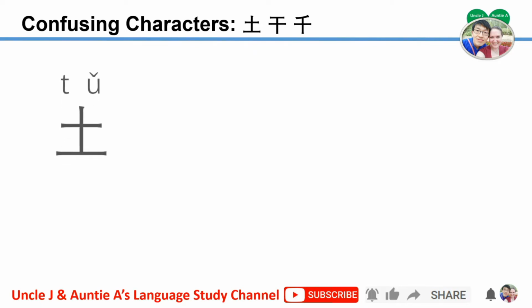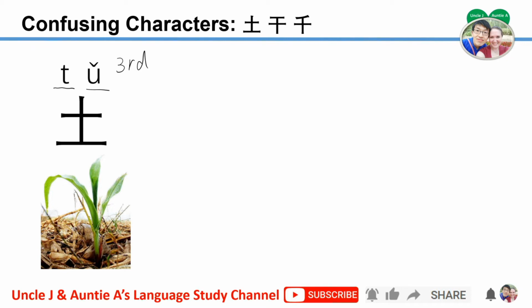The first character is Tu, T-U, third tone. Follow me, Tu. What does it mean? Can you stare at this character and guess what it means? If you don't, Uncle J can give you this picture as a clue. What do you see in this picture?